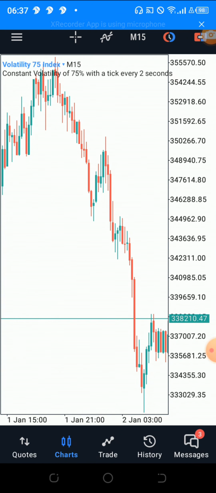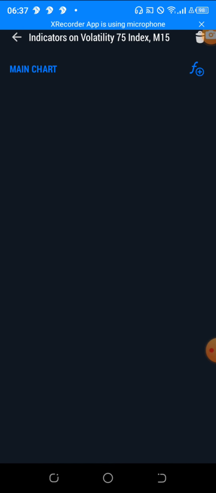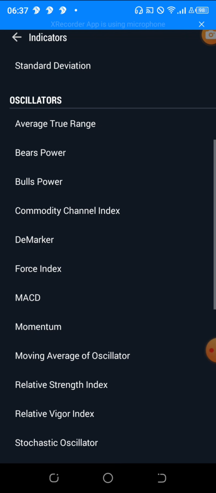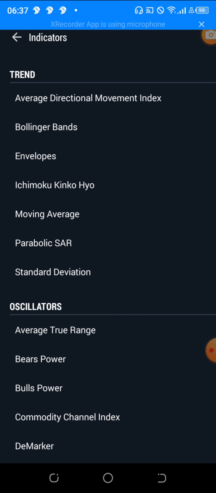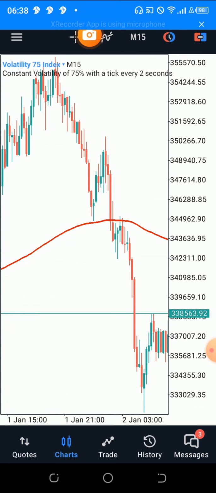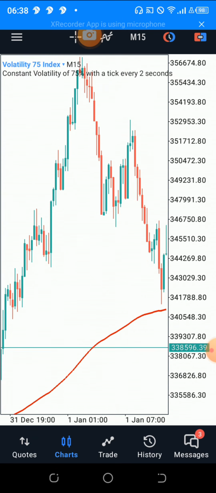Let's look at the settings for this particular strategy. We're going to go to the main chart, that small F icon, then to the trend indicators. On the trend indicators, we're interested in the moving average. The moving average has a period of 200, shift 0, method exponential, apply to close. Then the style will have 4 pixels and the color red. Click done. If you go back, we have a moving average on our chart.